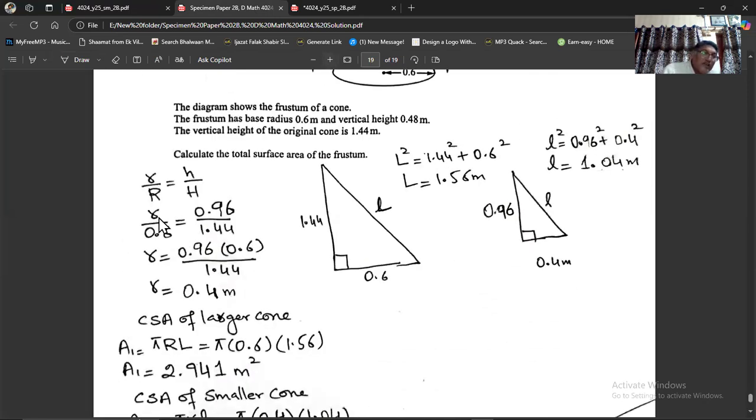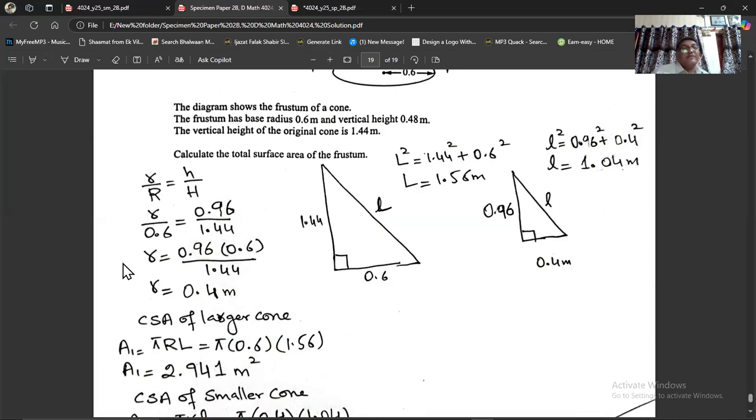Okay, so the radius of the smaller cone, I don't know. The radius of the bigger cone is 0.6, the height of the smaller cone is 0.96, and the height of the bigger cone is 1.44. So r will be 0.96 multiplied by 0.6 divided by 1.44, and the base radius of the smaller cone will be 0.4 meter.